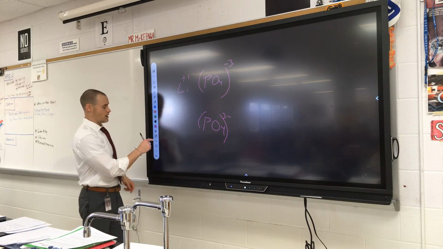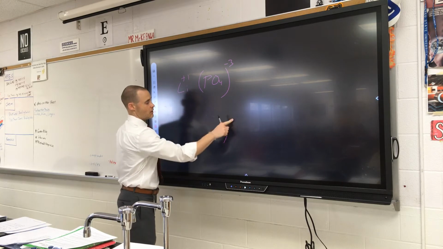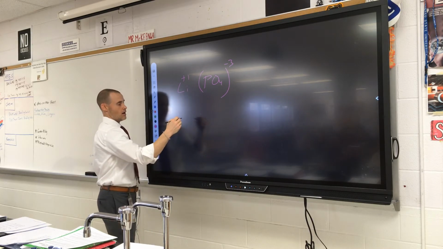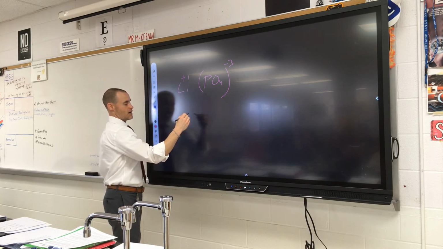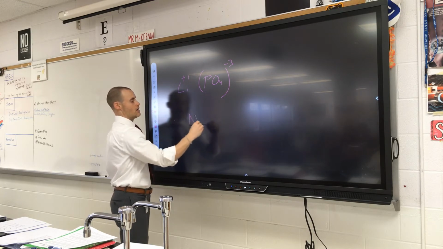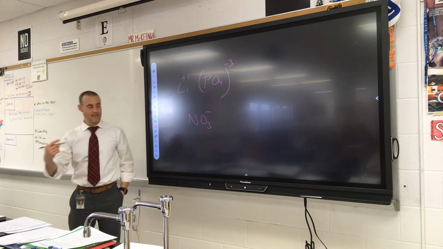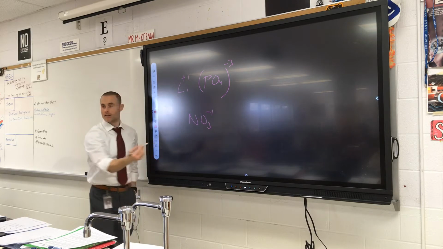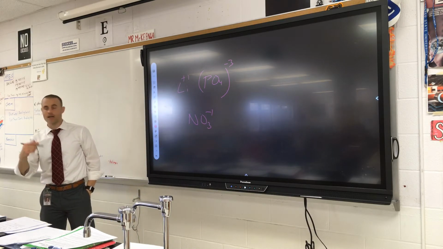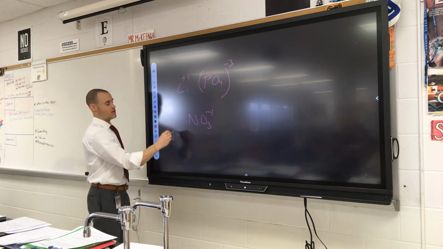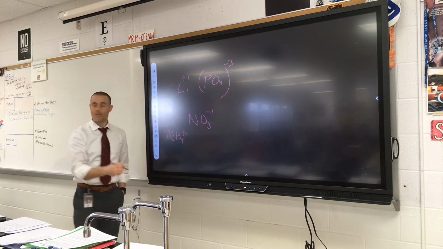Luke had a question when he came in here. He said, what about the dash? For example, NO3 minus. That's the same thing as NO3 minus 1. They just don't put the 1. So a minus sign is a 1. And if you have NH4 with a plus, that means plus 1.